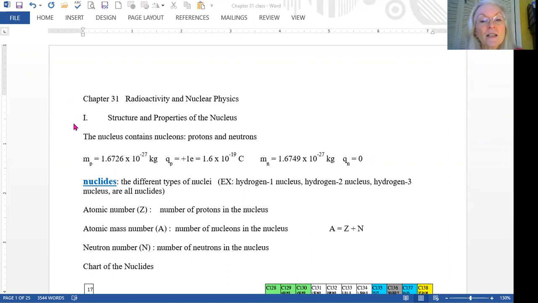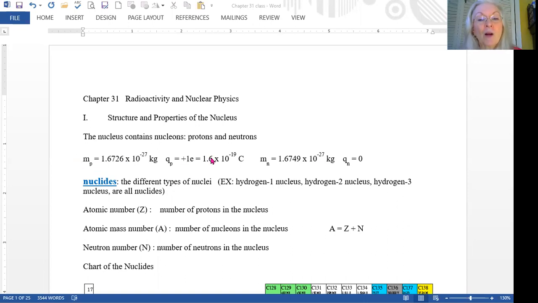You have the nucleus and it contains the nucleons, which is a name for the collective grouping of the protons and neutrons. The mass of the proton in kilograms is provided. The charge on the proton is given. The mass of the neutron in kilograms. And then we think the net charge on the neutron is 0. It actually has a substructure, and we'll talk about that in a later chapter.